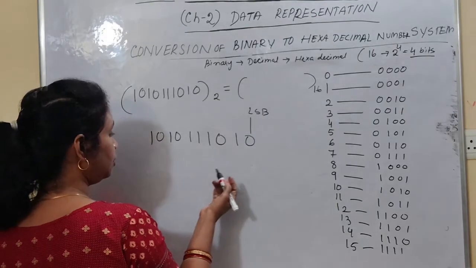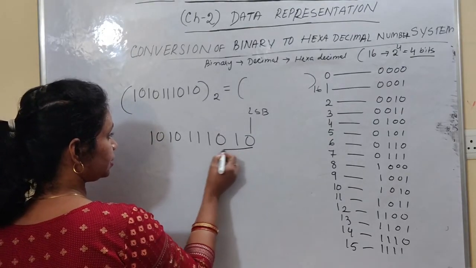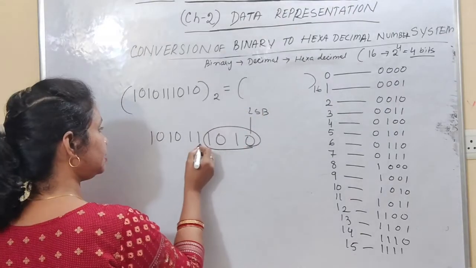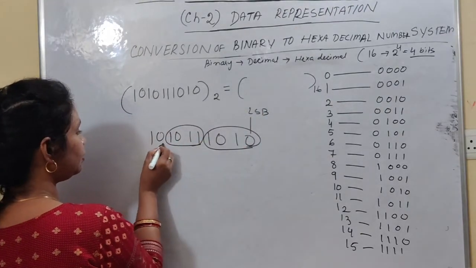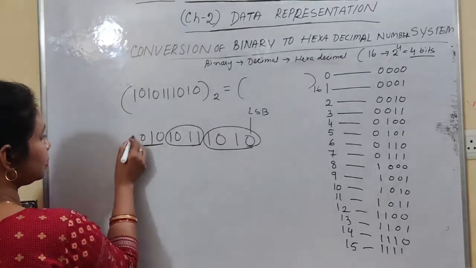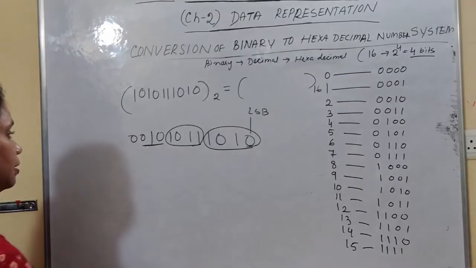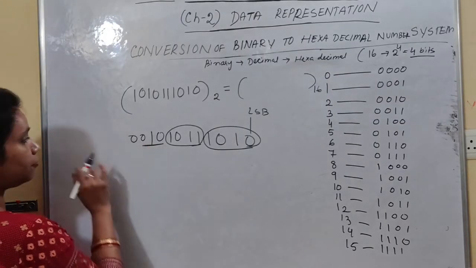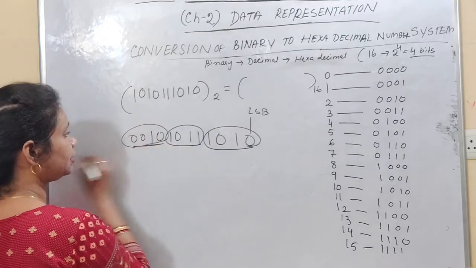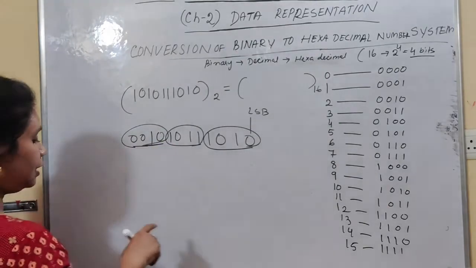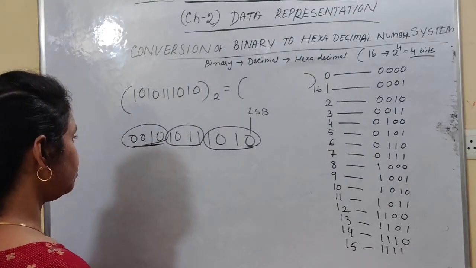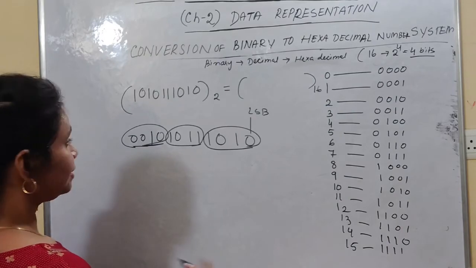So you have to group in 4 bits. So this is one group starting from LSB. This is your second group, and here 2 bits are left, students. So you have to make 4 bits. Okay. So you have to make a group of 4 bits. So add 2 zeros after that. Now next is what? Each group is converted into its hexa equivalent.